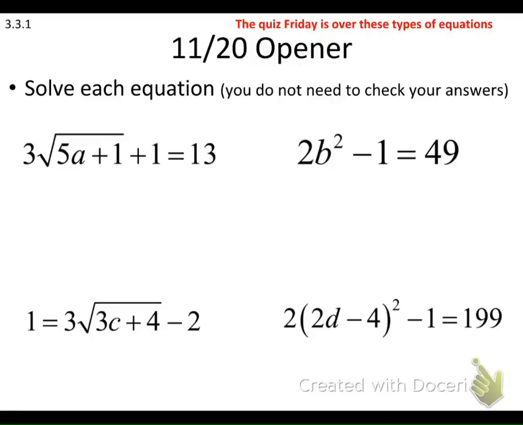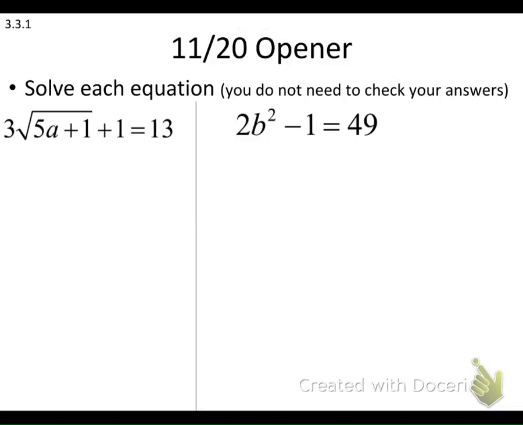Okay, so today's opener, although it says November 20th, it's actually November 28th. The type of equations that are on this opener will be the type of quiz that you'll be taking on Friday. So you're going to look at the first equation. It's 3 times the square root of 5a plus 1 equals 13.